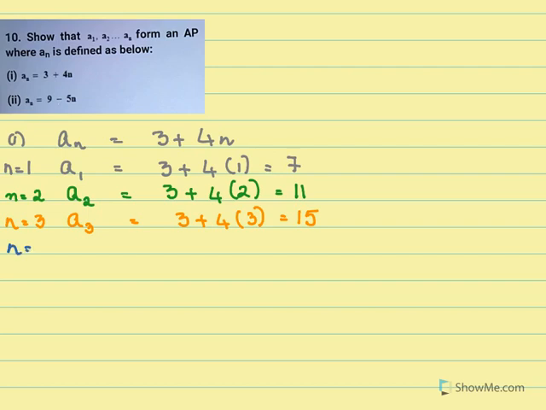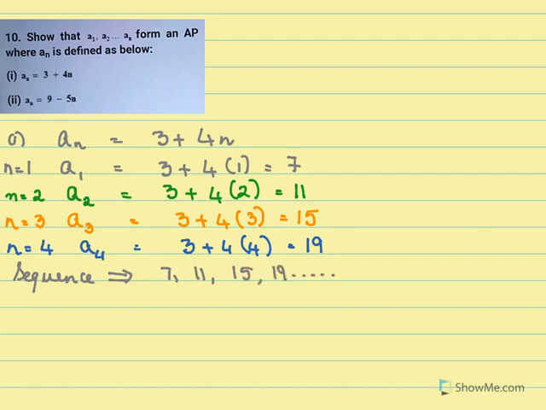To find my fourth term, I put n equal to 4. So I find my fourth term. You get 3 plus 4, 4n it is. So n I will put as 4 here. And this answer works out as 19. So here I have a sequence. I do not know if it is an AP. And my sequence is 7, 11, 15, 19, and we'll go on.